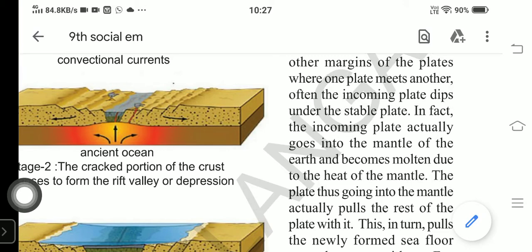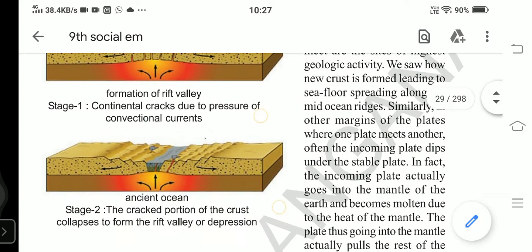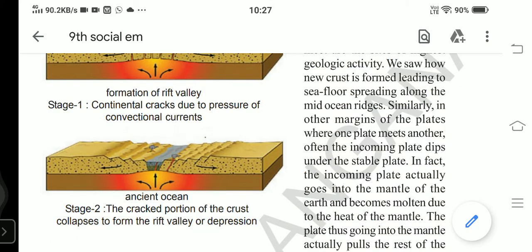Taking place at the plate boundaries. Okay, when two plates collide, in the sense when one plate touches another plate. Look, my dear students, these are the two plates. When these two plates collide, this plate is moving and this plate is the stable one.